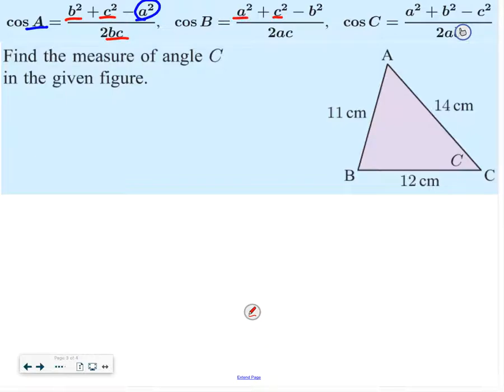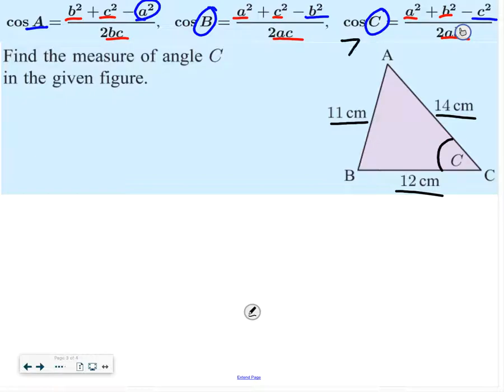Same thing, AC and AB, where angle is B, so we're subtracting B squared. Our angle C, and you're subtracting C squared. Okay, so this is useful when we are given all three sides. So what we do is we don't know any angles of this triangle, but we do know the three lengths. So let's go ahead and find the measure of angle C first.